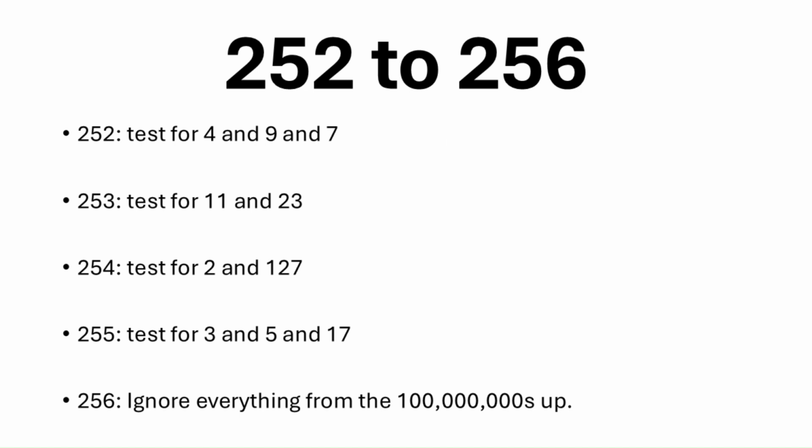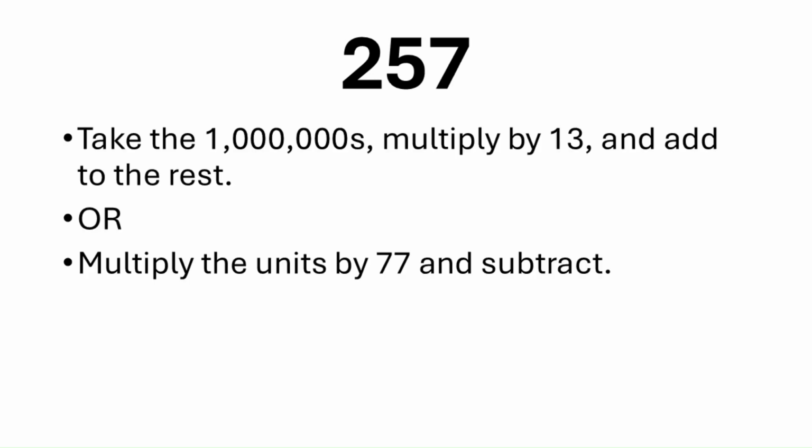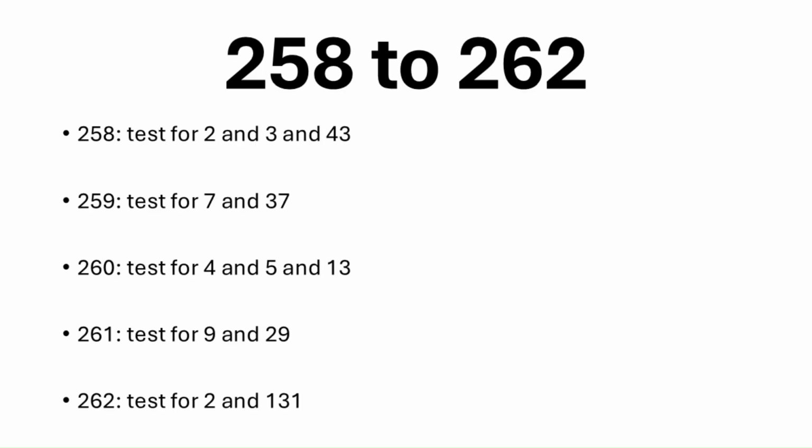252, test for 4 and 9 and 7. 253, test for 11 and 23. 254, test for 2 and 127. 255, test for 3 and 5 and 17. 256, ignore everything from the 100 millions up. 257. Take the 1 millions, multiply by 13, and add to the rest. Or multiply the units by 77 and subtract.